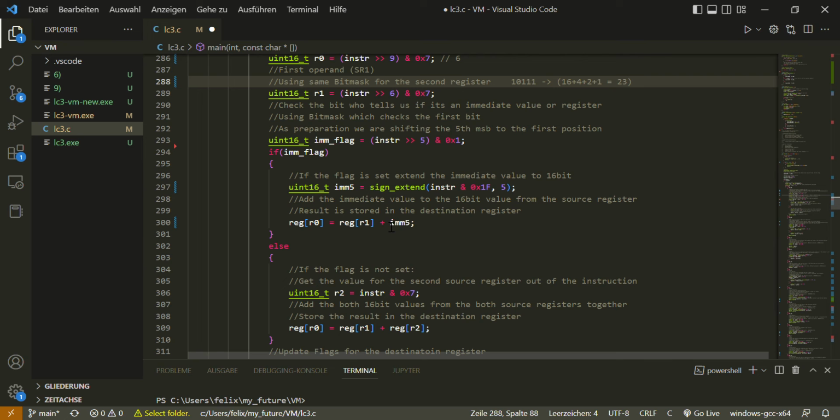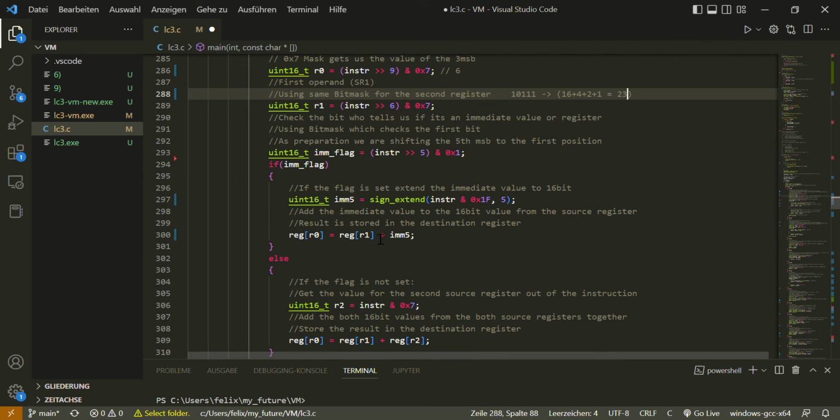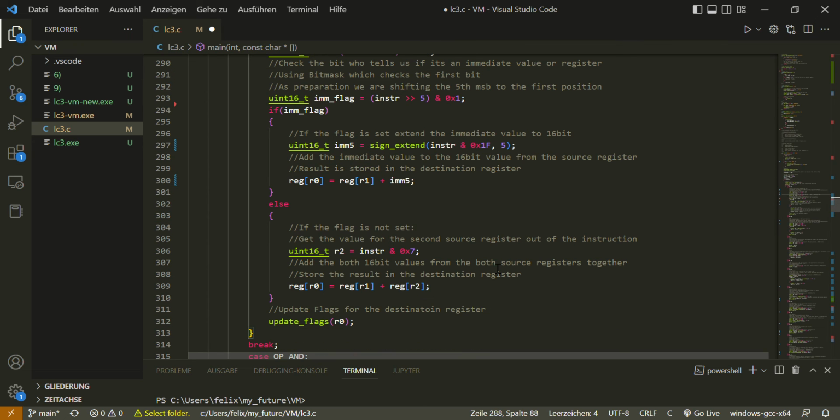And if we have the immediate value, we're just going to add the immediate value to the value that is in the register at the index from the first source register out of the instruction, and we're going to store our result at the index of the value from our destination register. It sounds very complicated, but it's very easy, yeah?